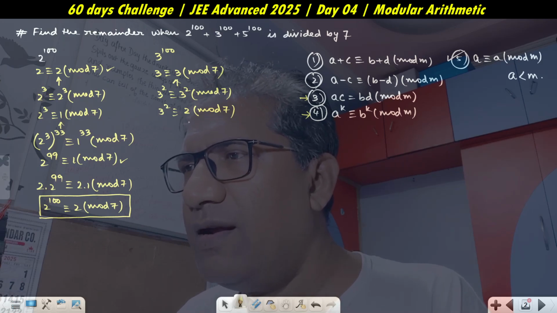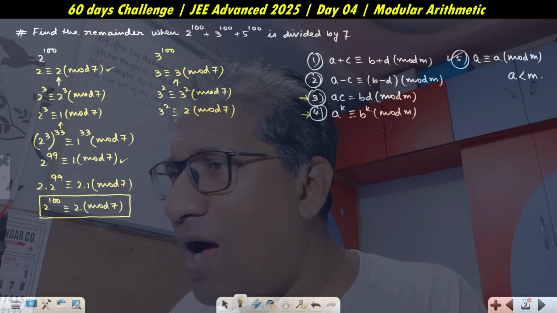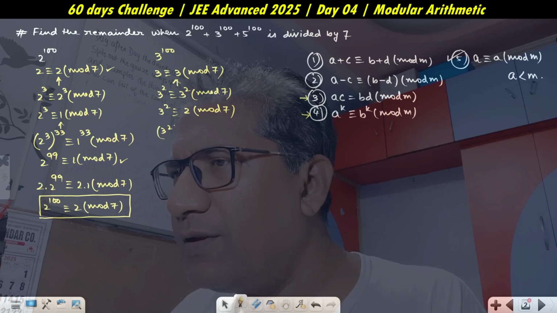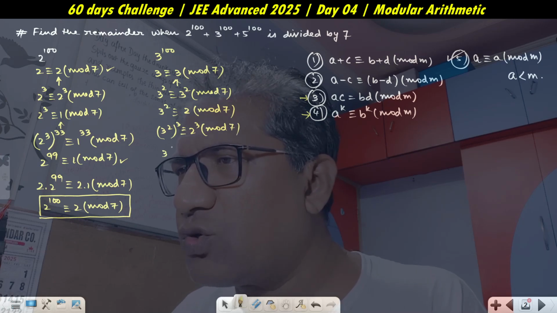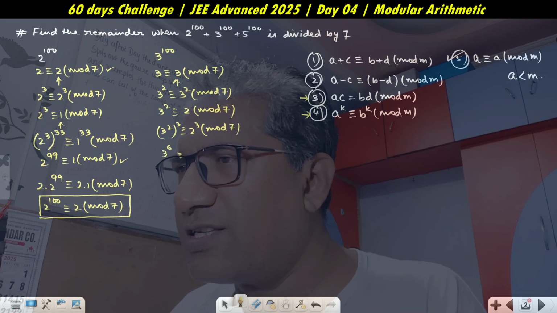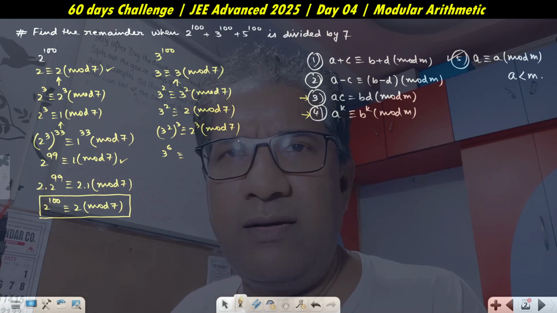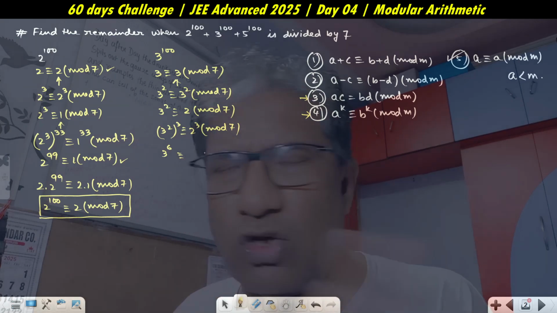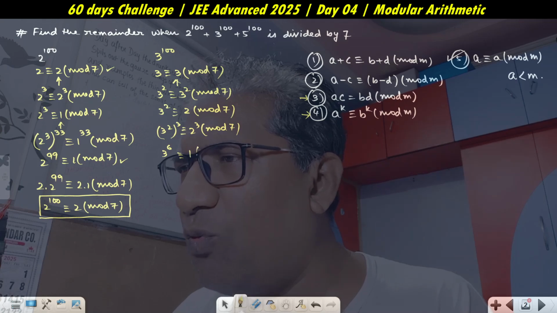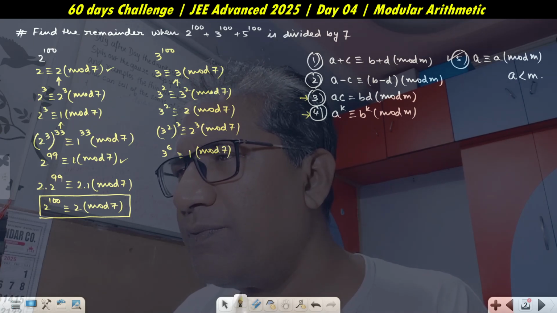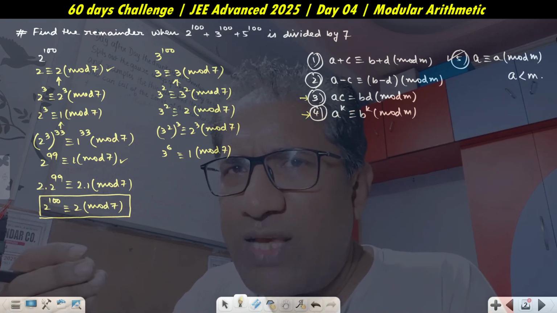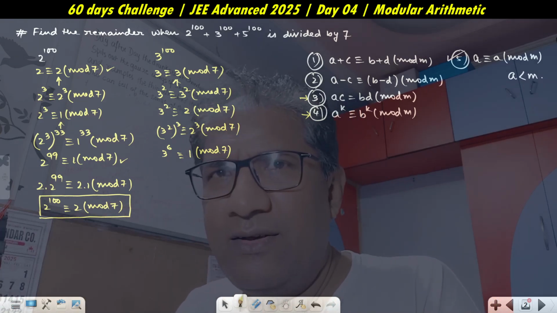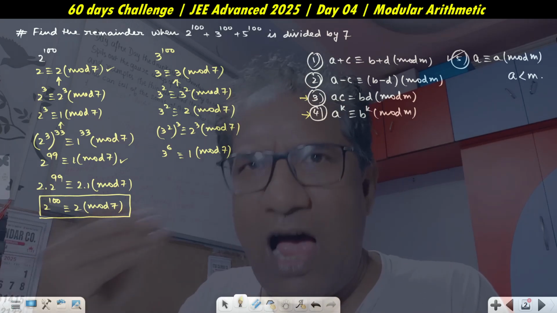Okay? Now, to get this thing as 1, we raise its power to 3. So this gives us 3 to the power 6 is congruent to 8 modulo 7, but the remainder cannot be 8. So subtract the divisor 7, we get 1 modulo 7. Are you getting the point? How I'm interested in finding out the remainder as 1. That's our prime task.